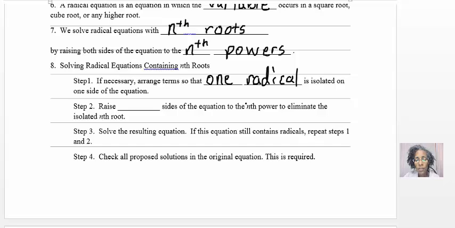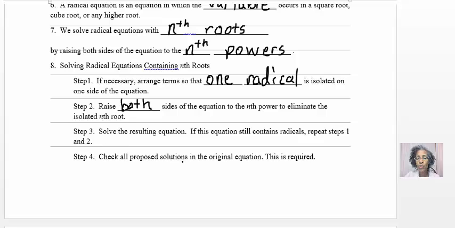And this says one radical because sometimes the equation has more than one radical, and you're only able to isolate one of the radicals in some cases, not both of them. Raise both sides of the equation to the nth power to eliminate the isolated nth root. Solve the resulting equation. If this equation still contains radicals, repeat steps 1 and 2.